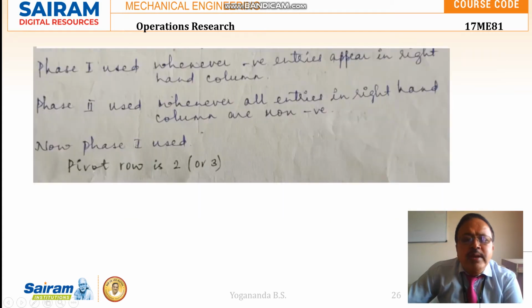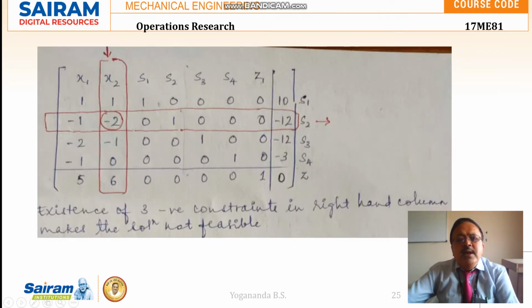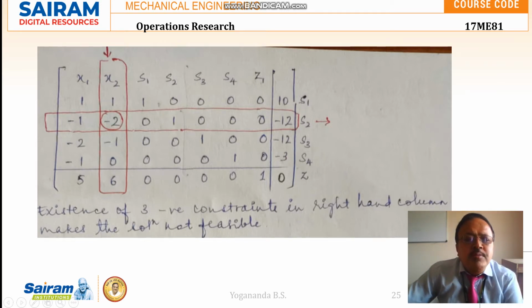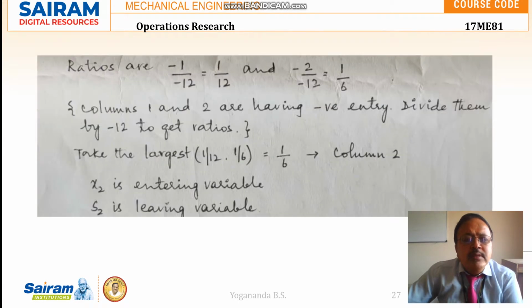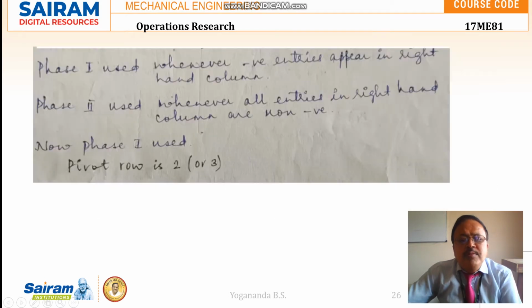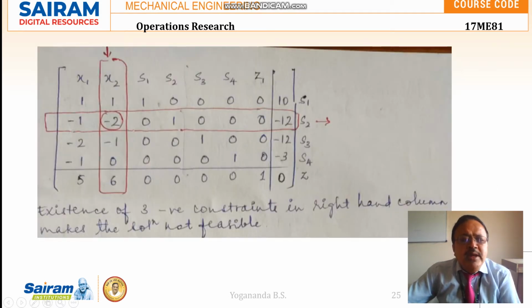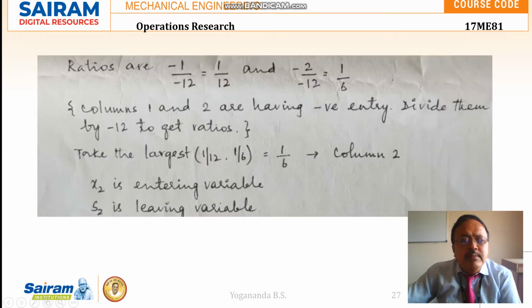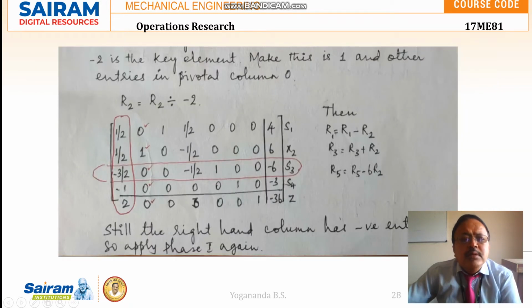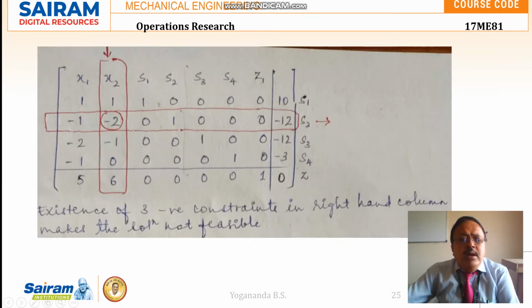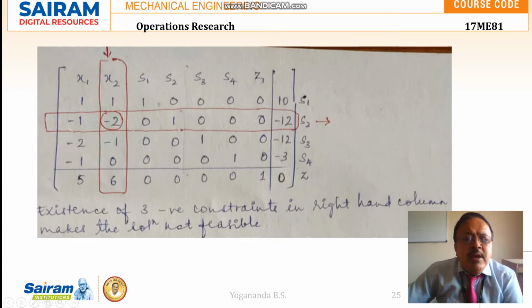Divide them by minus 12, the entry in the solution column. So minus 1 divided by minus 12 and minus 2 divided by minus 12, that is 1 by 12 and 1 by 6. Take the largest one, that is 1 by 6, which is column number 2. Make that the pivotal column. Where the pivotal column and pivotal row intersect, we have the pivotal element, that is minus 2. That is the key element.